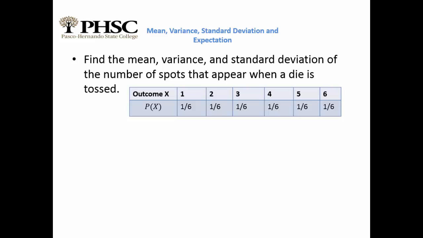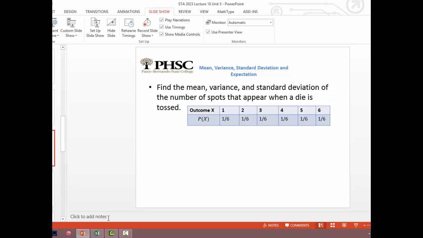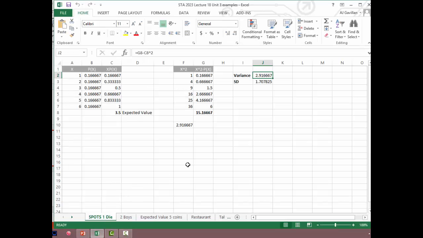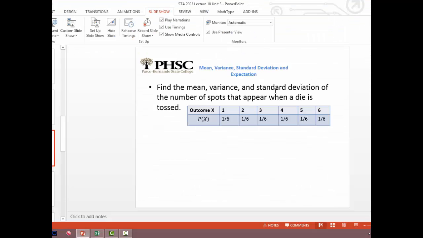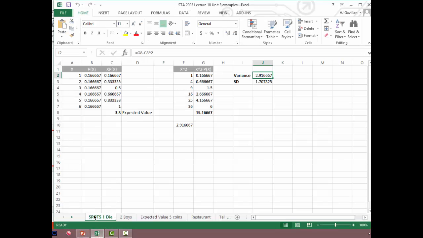So here, let's find the mean, variance, and standard deviation of the number of spots that appear when a die is tossed. So the first thing that we're going to do is, we have our outcome x, and we have the probability for each one. So let's go to Excel. So here we have spots with 1 die. So the expected value was 3.5, and we got that previously, right, when we just used the formula.